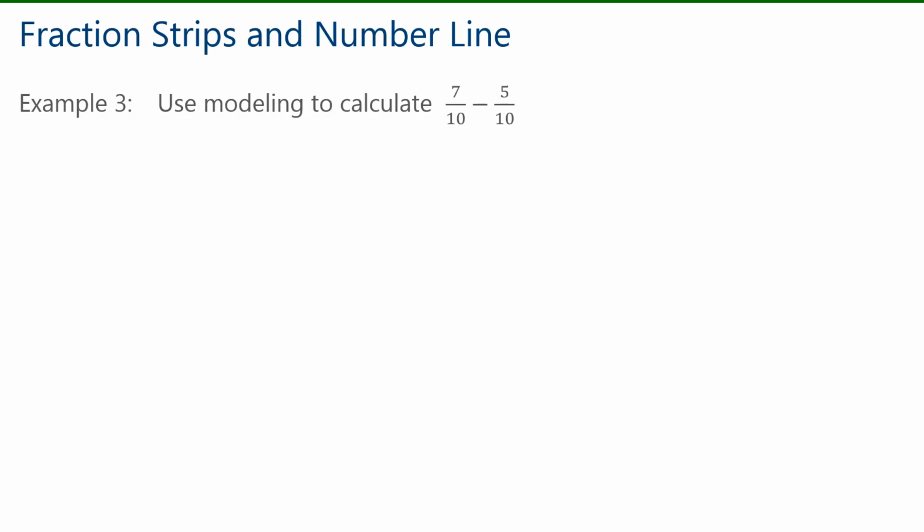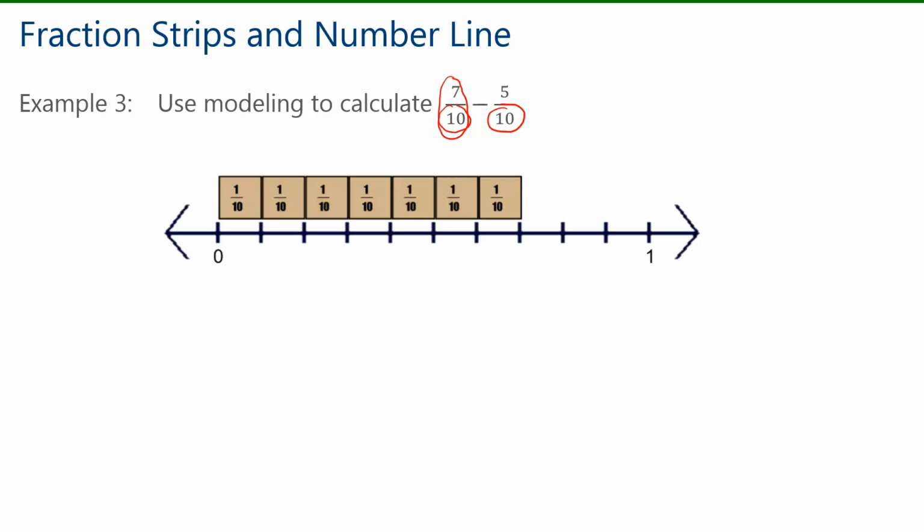Use modeling to calculate 7/10 minus 5/10. My like denominator here is 10. So my number line will be split into 10 equal sections between 0 and 1. And to represent the 7/10, I will put down 7 1/10 strips. There we have it. So 10 equal sections between 0 and 1, and 7 1/10 strips placed down.